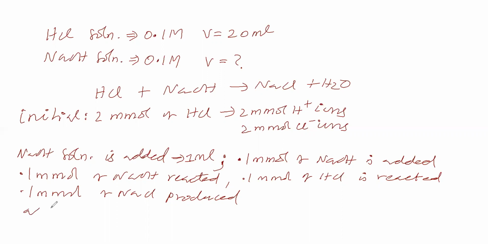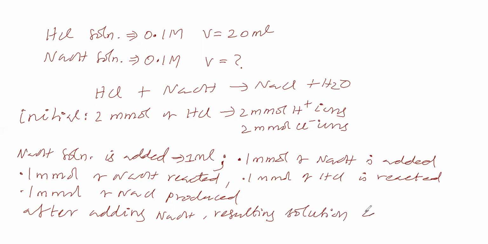Now after adding NaOH, what are present, we'll see. The resulting solution contains what ions? Since 0.1 millimole of NaCl is produced, that means 0.1 millimoles of Na plus ions are present.